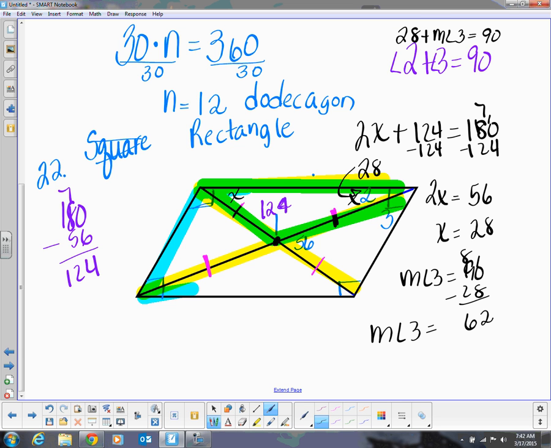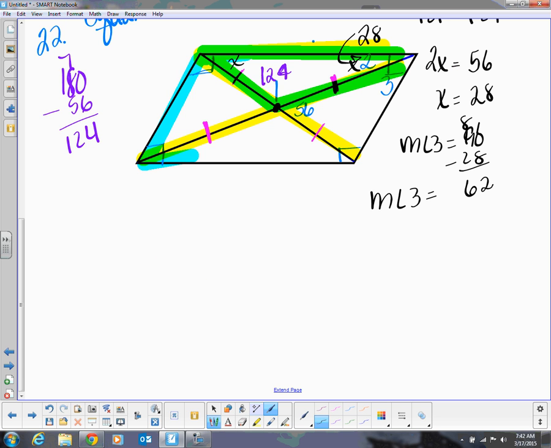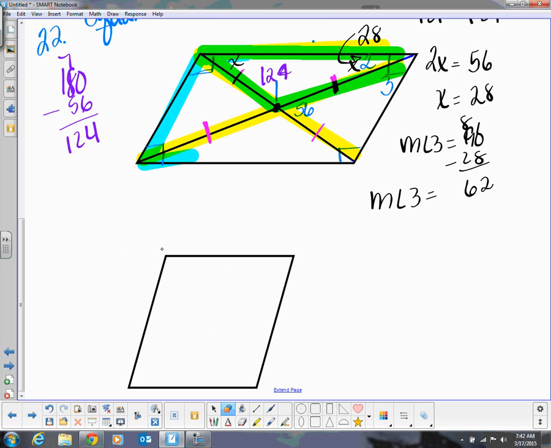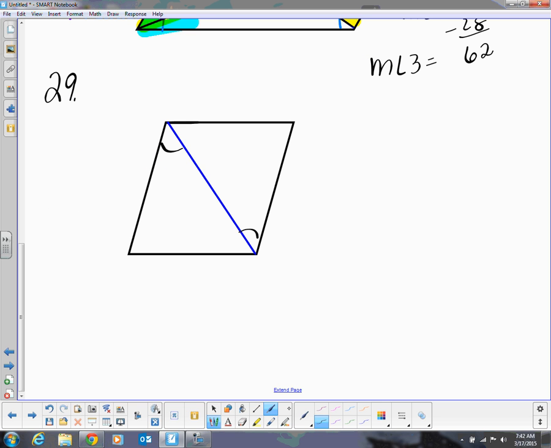29. Ooh, I think you've got 2 of these on your test. So we've got a parallelogram. We've got this diagonal, and they have told us that this angle is equal to that angle. This is 29. Okay, and that is all they've given us. Now, from those 2 equal angles, if I were to trace the sides, what does this tell me?